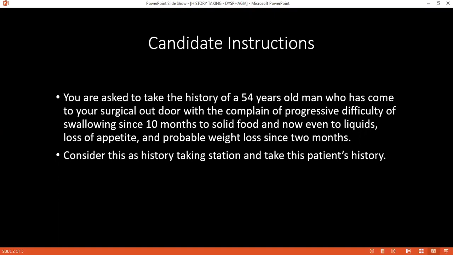All right, okay. What are you most concerned about? Concerned that it might be cancer, something like that. Okay. What do you expect us to do? Can you please summarize your history taking now?